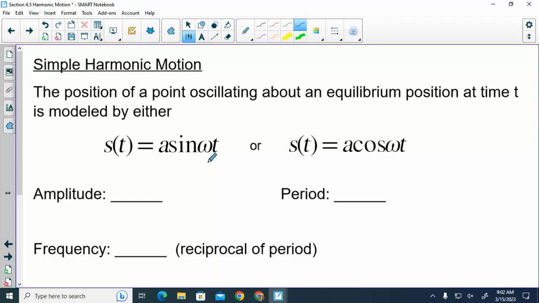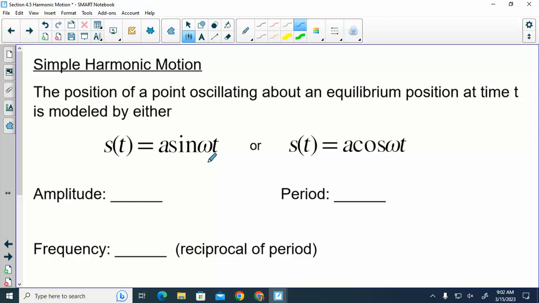And you would pick whether it was sine or cosine based on your starting point. Most of the time for us, if you're thinking about pulling a spring, did it start at its center if you had to stretch that spring out? No. So that would be modeled by a cosine graph. If it's going to start at its center, that would be a sine graph.